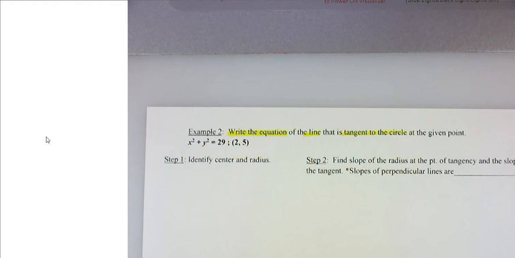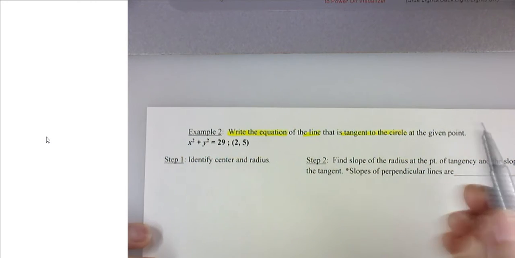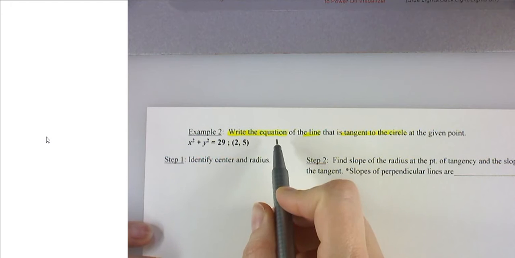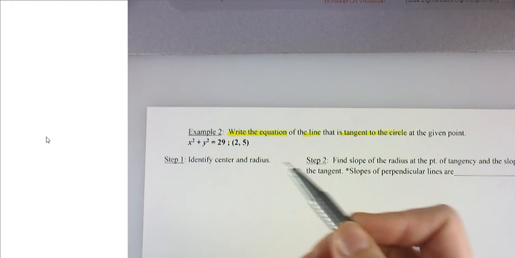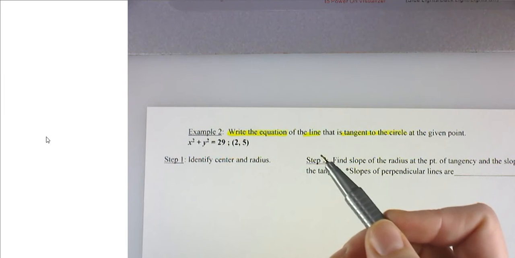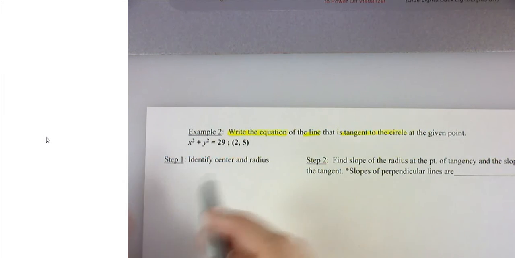We are going to take those and we are going to use what we know about perpendicular lines. And when we write an equation of the line, you can write it in slope-intercept form, or you can write it in point-slope form. So step 1, identify the center and the radius.